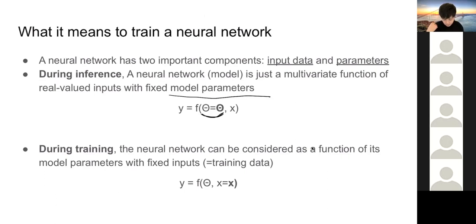So at inference time, these parameters are fixed. But of course, you're getting a new input every time. An example: let's say this was a text classification problem, then X is a text, and theta are the real-number parameters that we have already learned after training. So these are fixed, you have a function of X and the other things are not variable. But during training, it's exactly the opposite: the neural network can be considered as a function of its model parameters with fixed inputs, which is the training data. Here, theta is no more fixed, it's something that we vary, but we have fixed the X. Do you see the difference here? That's a really important difference that many students get confused about.